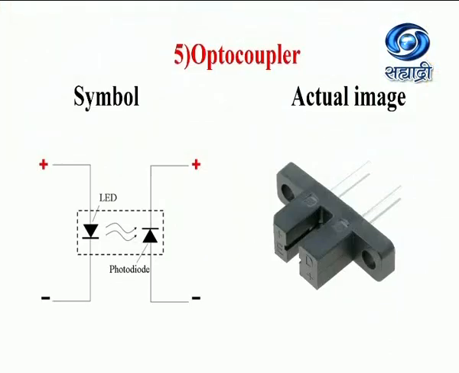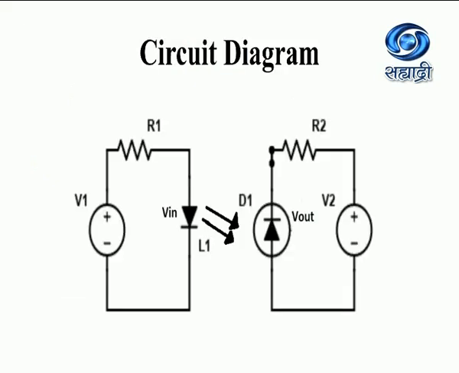So the type of transducer, which is a light transducer, is the optocoupler. This is the type of light transducer where light energy is converted into electric energy. The first diagram is the symbol of the optocoupler, where LED and photodiode are used. This is basically a slotted type of optocoupler where a slot is given. This is the circuit diagram of the optocoupler. Basically, it is used in experiments.